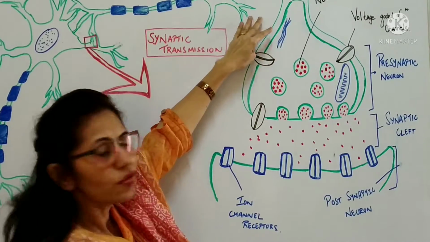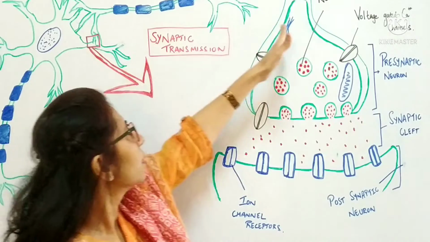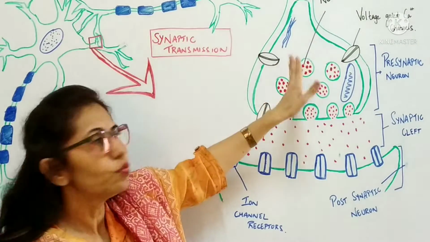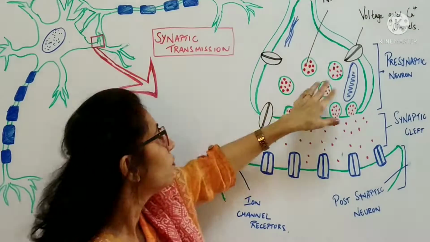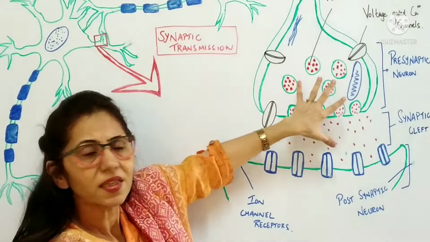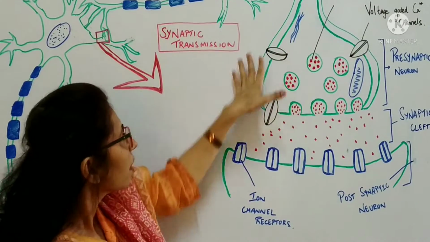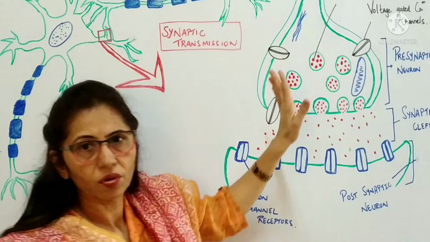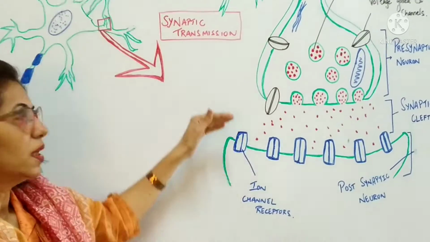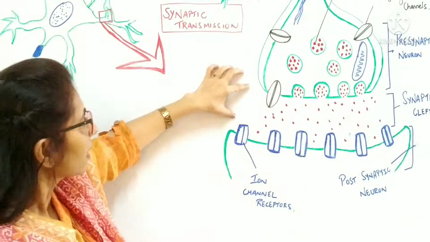Another component present in the presynaptic terminal is the microtubules. These microtubules help in transporting the vesicles which are filled with neurotransmitter towards the synaptic cleft. So that is about the presynaptic neuron. Then coming to the next part of the synapse, the synaptic cleft.